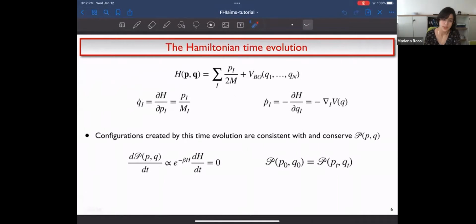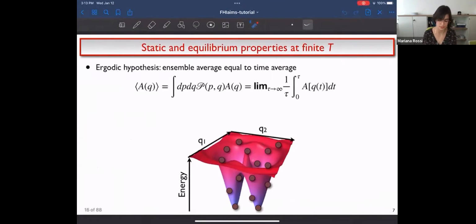Now, you can show that the configurations created by this time evolution are consistent with and conserve this probability distribution. This is very, very easy to show because you can look at the time derivative of the probability distribution, and by using Hamilton's equations of motion, you can show that it's 0. You can also show that it's conserved, in the sense that the probability at time 0 is equal to the probability at time t. I won't show this, but the interested student can do it. So that's very nice because now you have a way to create configurations that are consistent with those probability distributions.